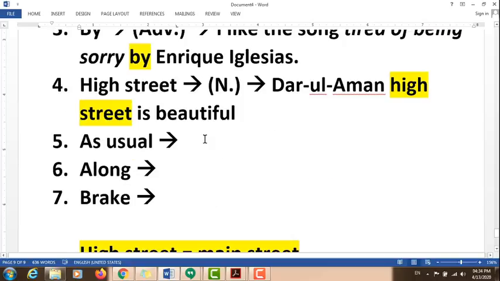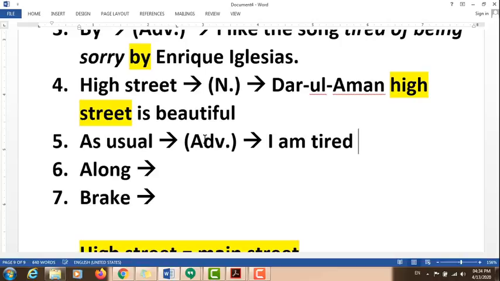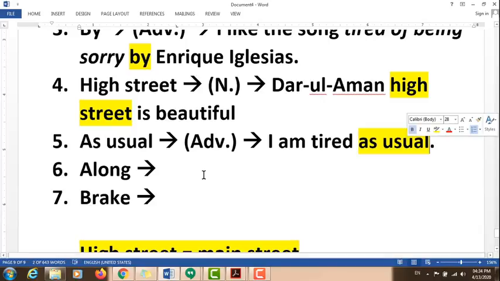Next, as usual. This is an adverb. What is this? An adverb. It means مثل همیشه. For example, you say, I am tired as usual. I'm tired as usual. So you can use it at the beginning and at the end of a sentence. It's okay, you can use it.